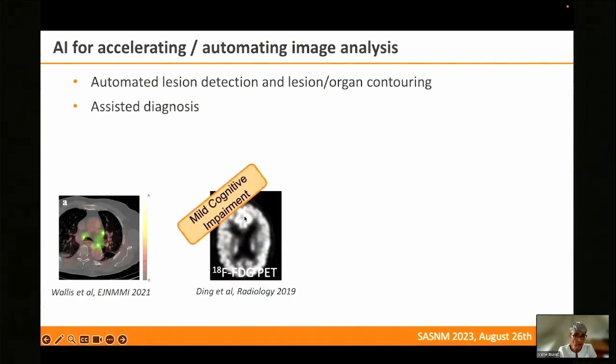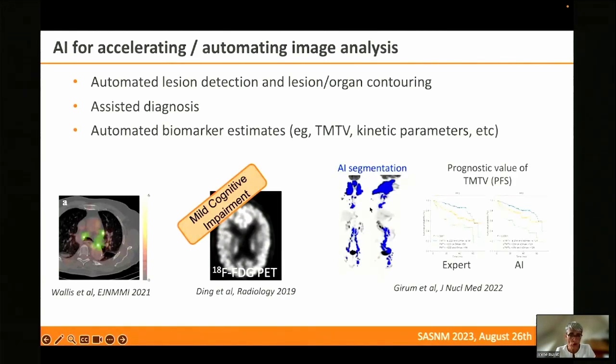The diagnosis can also be automated by the AI, where the AI is able to tell the nature of the abnormalities reflected by the tracer uptake. So for instance here, an AI can recognize that this is the uptake pattern of a patient with a mild cognitive impairment. And last is the automated calculation of relevant biomarkers, such as the total metabolically active tumor volume in PET.